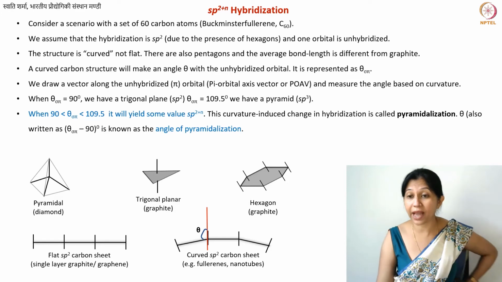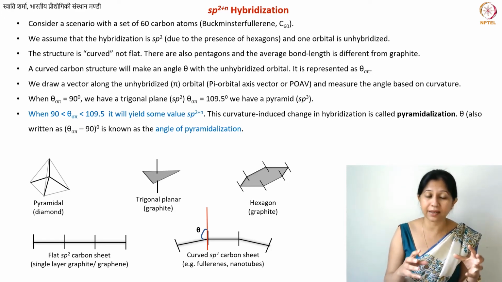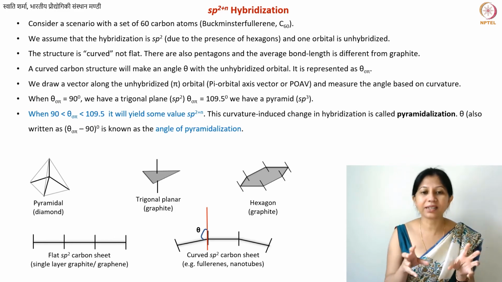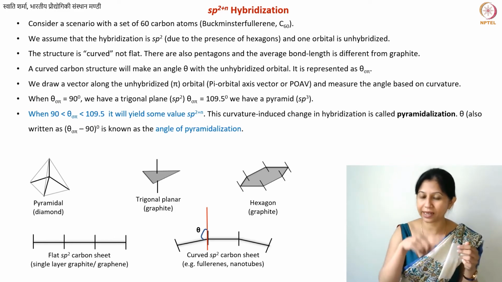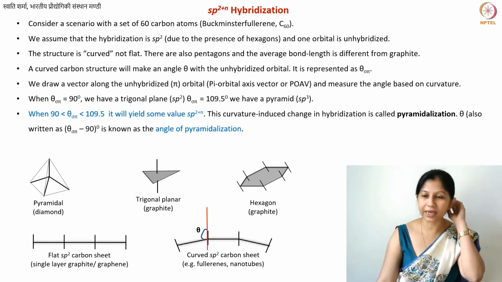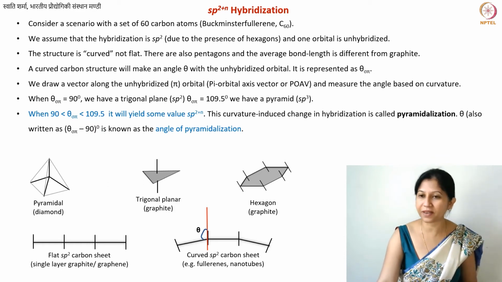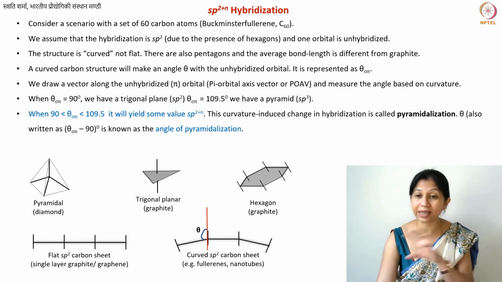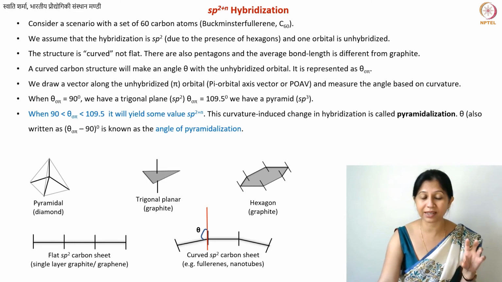And this angle, by the way, often is calculated as theta sigma pi minus 90. Why do we say minus 90? There is no specific reason, it just gives you slightly smaller values which are easier to understand. In that case, if you call theta sigma pi minus 90 the angle of pyramidalization, it will be 0 for graphite and 19.5 for diamond.